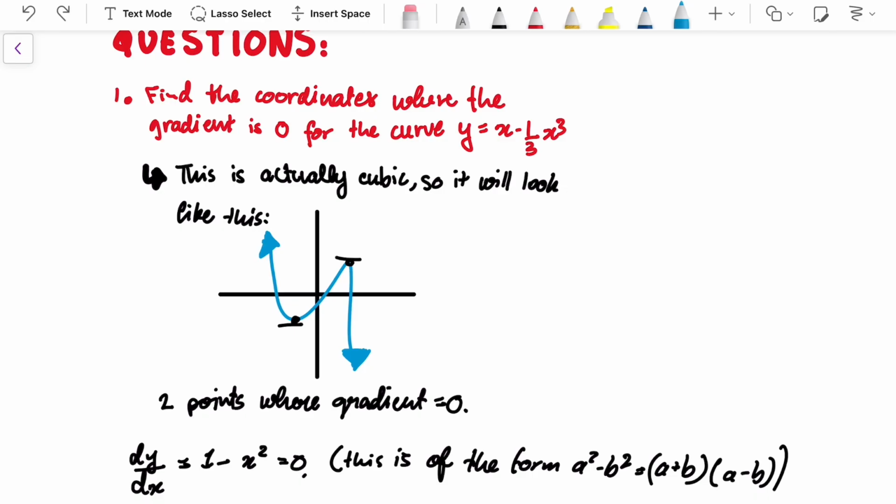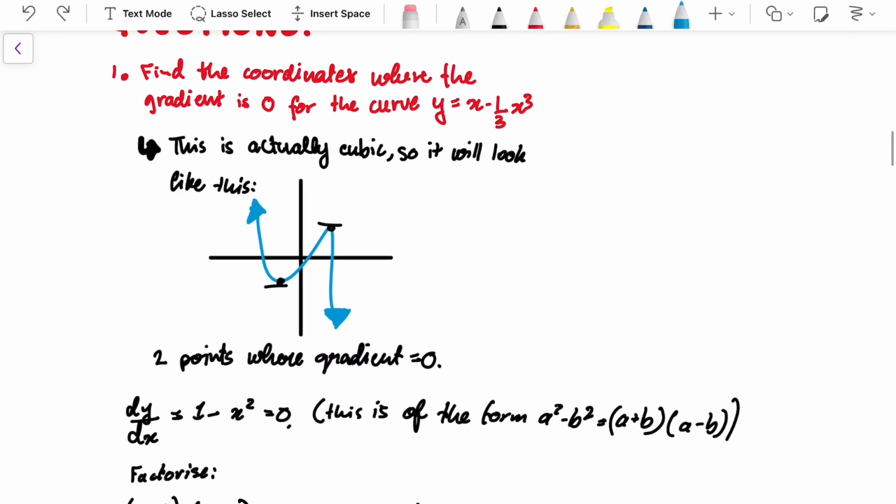Find the coordinates where the gradient is 0 for the curve y is equal to x minus 1/3 of x cubed. This is actually a cubic, so it is going to look a bit like this. Anytime it's a cubic, we know that there's going to be 2 turning points. These points here and here, these are called turning points.